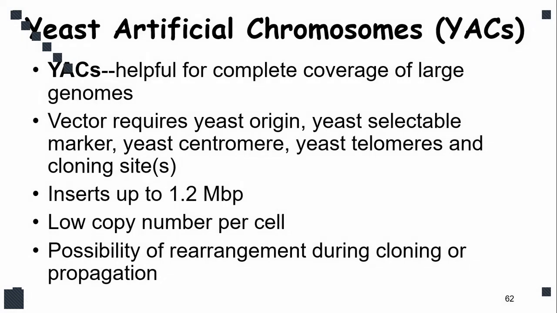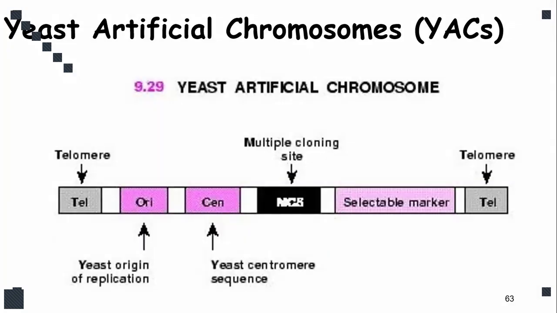Lastly, the yeast artificial chromosome is very helpful for complete coverage of large genomes. The vector requires a yeast origin, yeast selectable marker, yeast centromere, yeast telomeres, and cloning site. It can take up more than 1 million base pairs, with low copy number per cell. The possibility of rearrangement during cloning or propagation actually occurs. So this is a typical scenario of your yeast artificial chromosome.